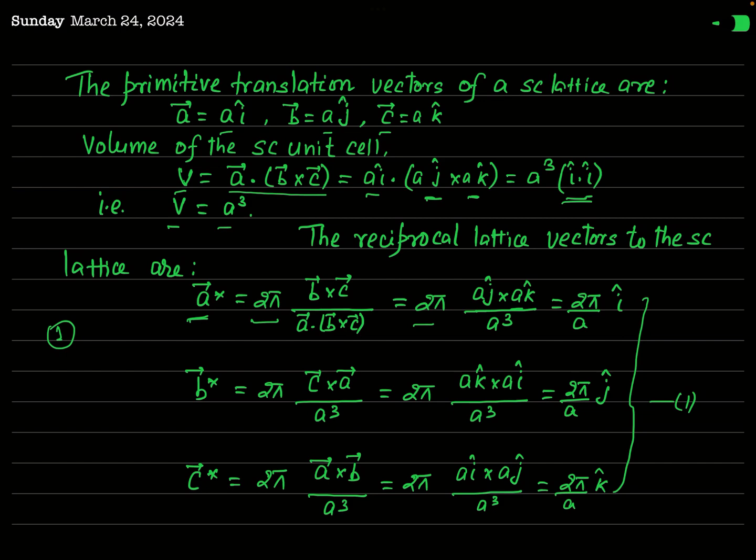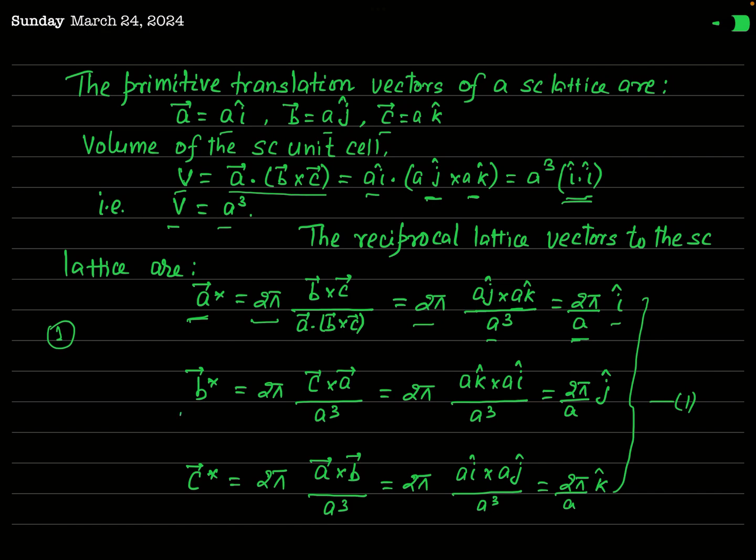You have seen that the volume A dot B cross C of the unit cell of the simple cubic lattice is simply A cube. Now, J cross K is equal to unit vector I, and there will be A square in the numerator that cancels out with the A cube in the denominator, leaving A. So A star is simply equal to 2 pi over A I hat.